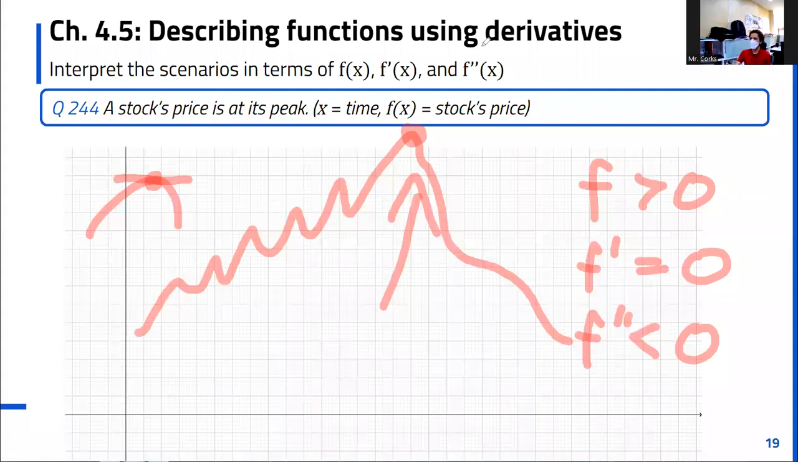Okay. Note that this question is a little different. The previous questions were sort of what's happening over this period. But here we're talking about this instantaneous moment, just at the very peak, what exactly is happening.